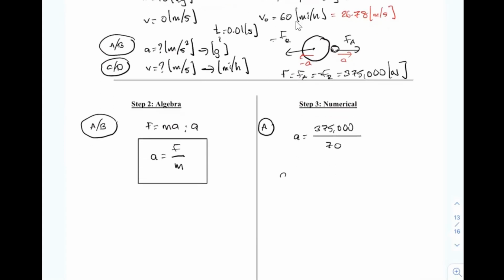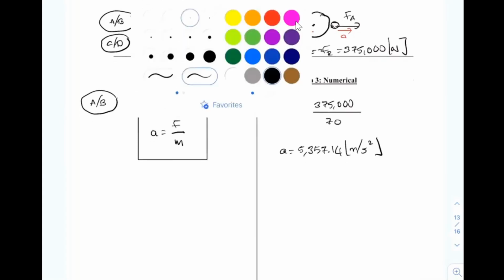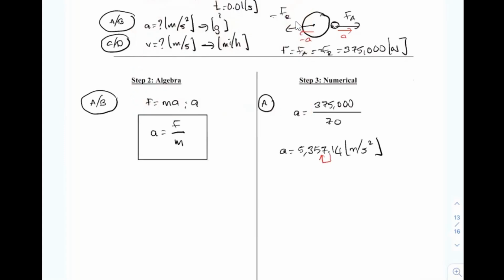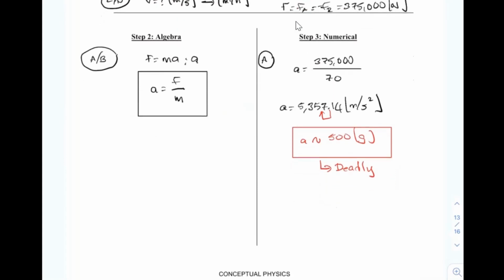So what do you get for this one? Give me the number. 5,357.14 meters per second squared. Give yourself 5 points. I'm going to just move the decimal to the left, so this is about 500 Gs. Guys, this is dead upon impact. In reality, the impact time is going to be shorter than this, but this is dead upon impact. So that's the acceleration of the person.